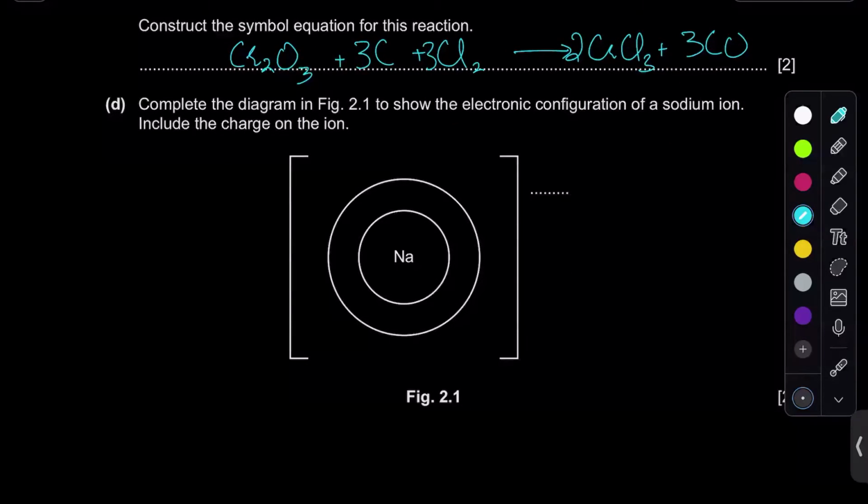Complete the diagram to show the electronic configuration of sodium ion. We know sodium ion, because it's an ion, it will have the configuration of the nearest noble gas. Those are the ones we study in O-level and IGCSE, so sodium, it will lose one electron, so +1, which means K 2 and 8. ये हमारा structure होगा.